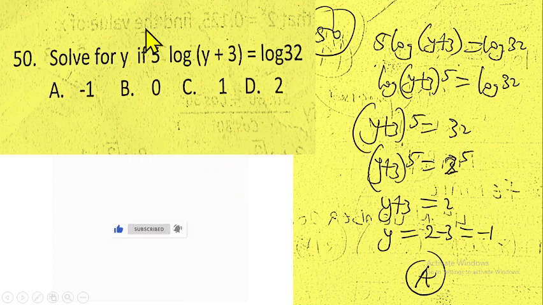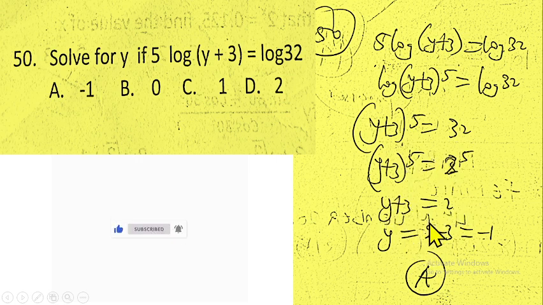Solve for y if 5 log of y plus 3 equals log 32. According to the law of logarithm, this 5 goes to the power of the bracket. We have log of the bracket y plus 3 raised to the power 5 equals log 32. So we take care of log, we have y plus 3 raised to the power 5 equals 32. We can change this 32 to index form, that gives us 2 raised to the power 5. So we take care of the power, we have y plus 3 equals 2.